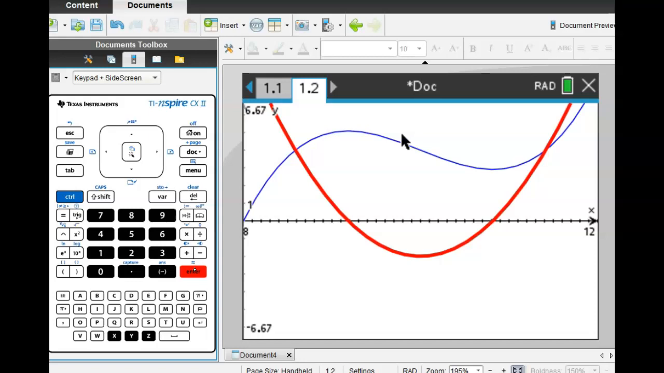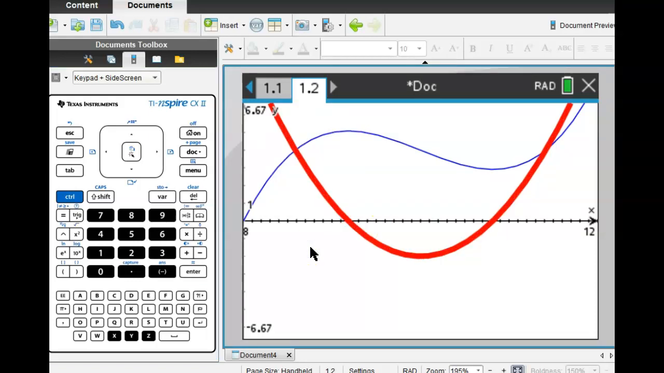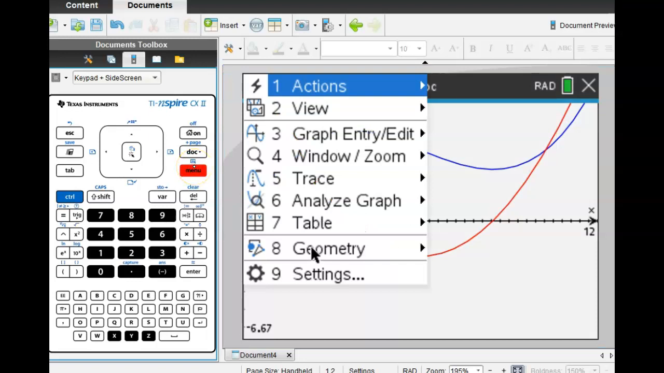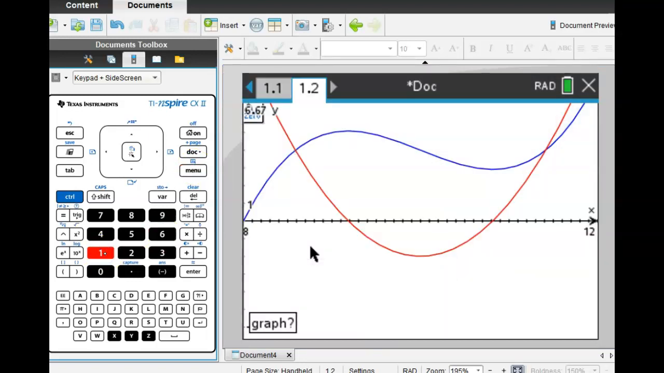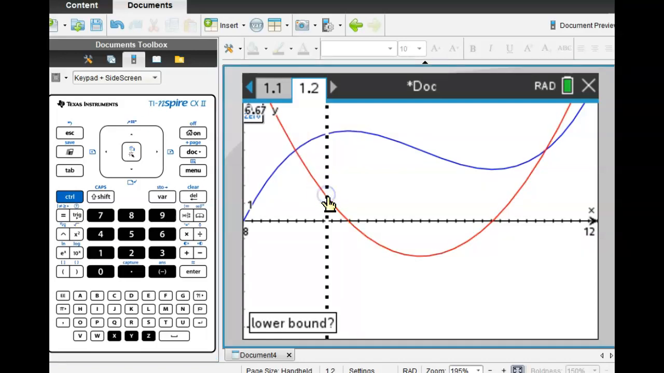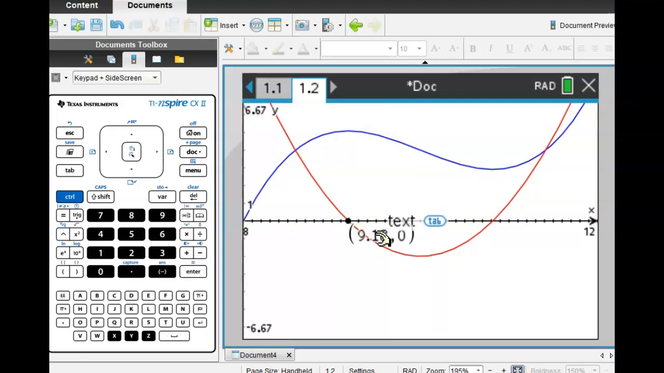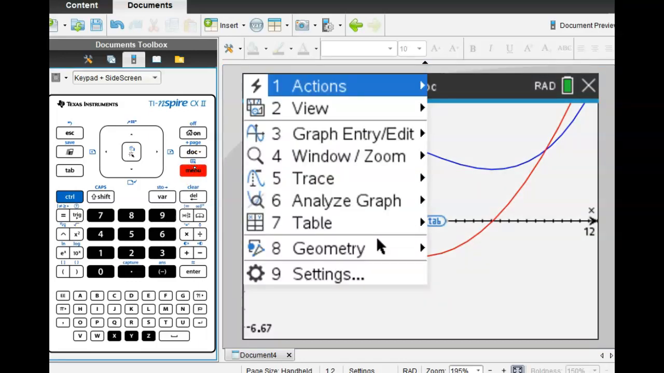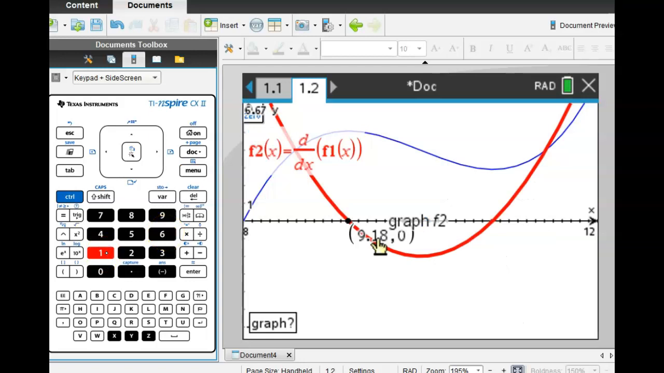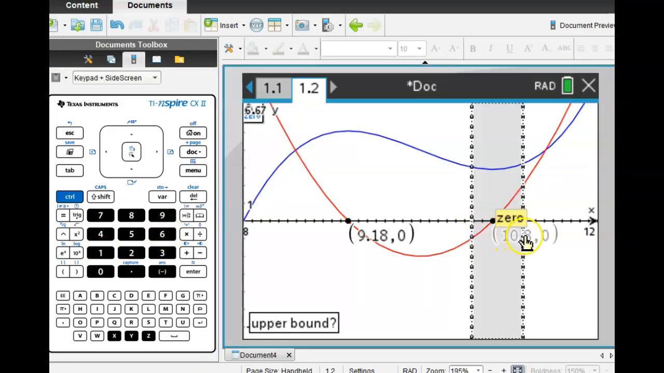But I want the zeros of F2, because that's the one I want, right? Are we all here? Let me know if you're not. Menu, we want to analyze our graph, and we want to find the zero. Okay? And I click on F2, then here and here. Did you have to? I did, and I did. Yeah, I had to click on it to choose it, because that's the one I want the zeros for. So you click on the red one, or whatever color yours is, and then your little line comes up. Okay, yes, so we can go ahead and do that over here. So we're going to do menu, analyze graph, zero, click on the F2 again, click here, click there, and there it is.